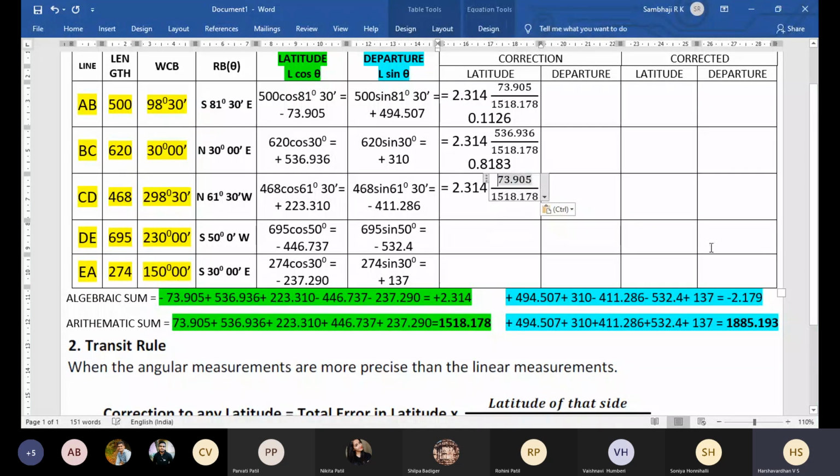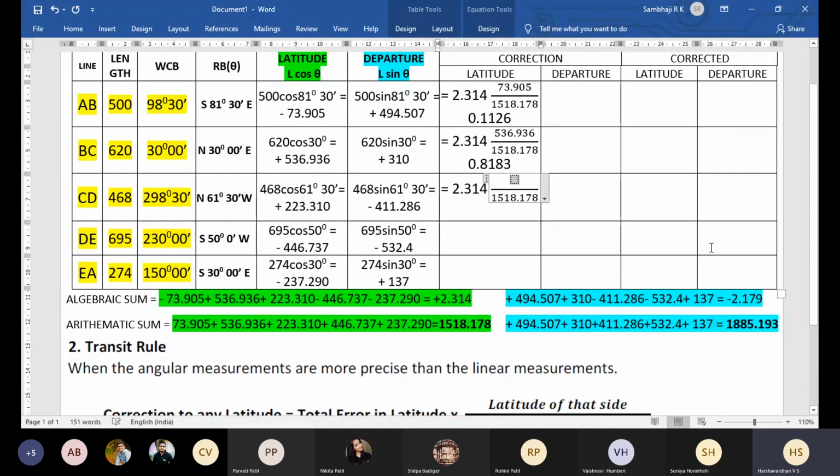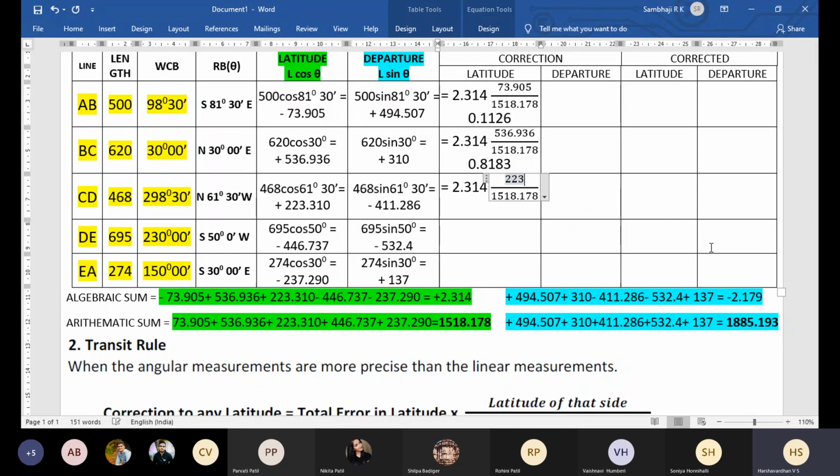Next line, again total error in latitude will remain the same, 2.314. The latitude of CD is 223.310, and arithmetic sum is a constant. So the correction for latitude for line CD is 0.3403.